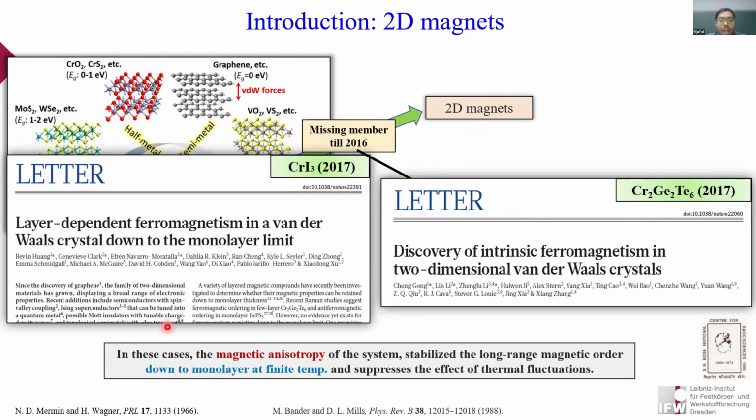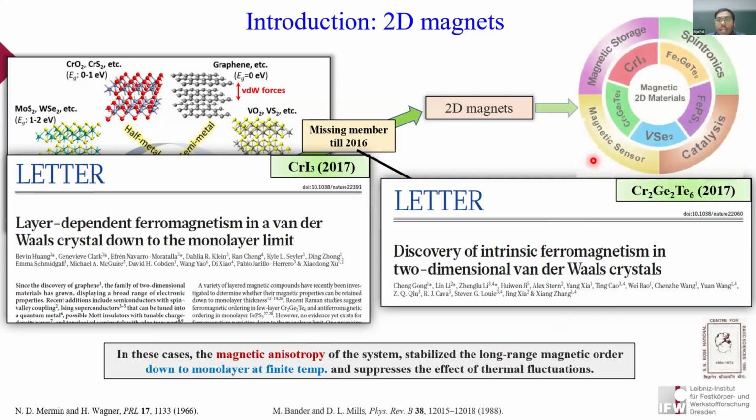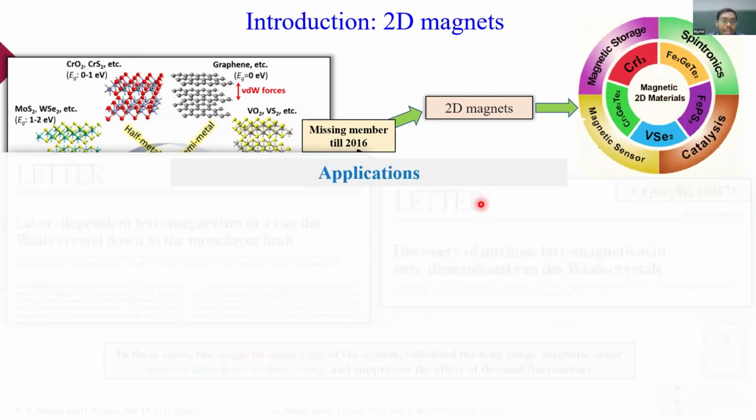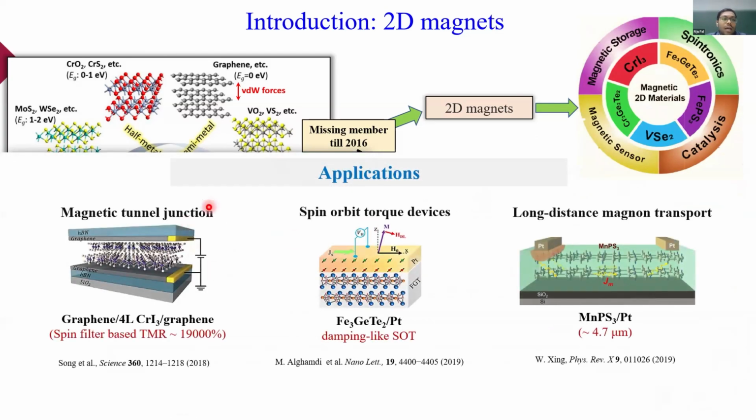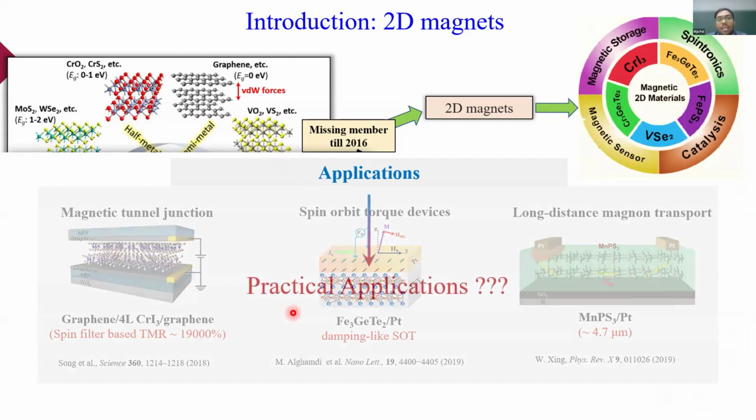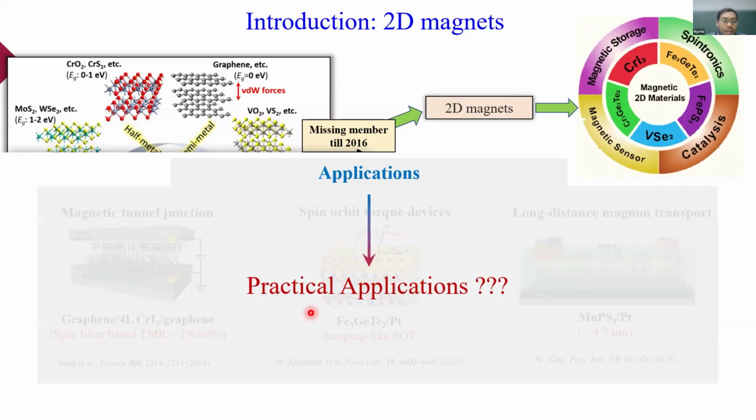In both cases, magnetic anisotropy plays a key role in the stabilization of the long-range magnetic order down to the monolayer limit at finite temperature. After that, a lot of 2D magnetic materials were synthesized. They have different applications; they have shown magnetic tunnel junction based device performance, spin orbit torque devices, and magnon transport is possible. The main disadvantages of these crystals are that their ordering temperature is much lower than room temperature, and they are also very air sensitive. So practical applications were lacking so far.